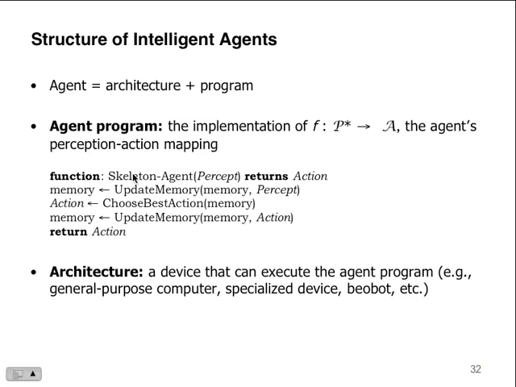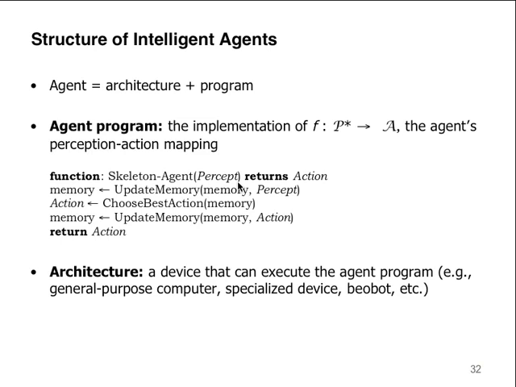Here's the skeleton of what I'd call a reactive model that you can put together. The function might be a skeleton agent that returns an action: memory, update the memory, perform an action, update the memory, because we have to keep track of what's going on. So we can keep track in terms of storing variables or storing data that's associated with each one of the actions.